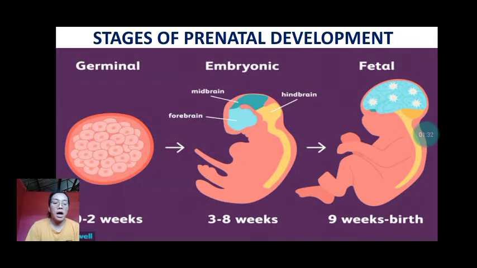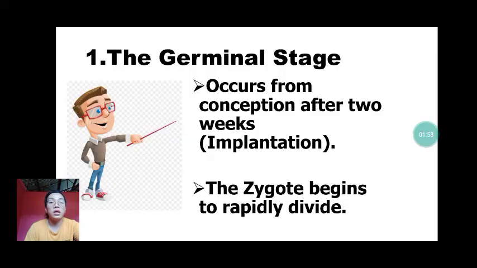So, mao ni siya ang atong stages of prenatal development, which are the germinal period, embryonic, and fetal. First, we're going to talk about the germinal period. The germinal stage occurs from conception until 2 weeks, implantation. Okay? So, mao to ang akong giingon nga nag-start ni siya sa zygote. During this stage, the zygote begins to rapidly divide, so mauna siya ang sa embryo.